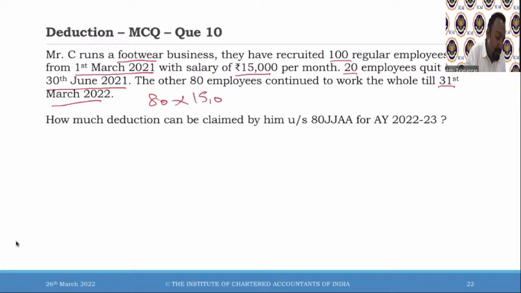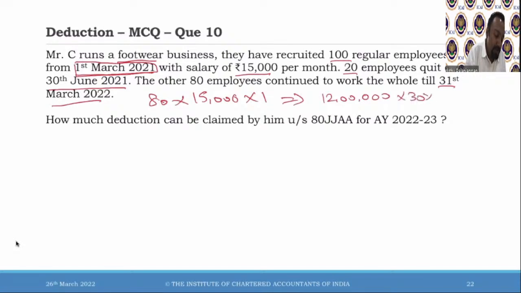It is only 1 month, because only March 21 should be considered. We are calculating only for March 21, that is financial year 2021. The deduction is provided in the next year only because of the provisions. So now 80 into 15,000 into 1 will be the eligibility. How much will be the eligibility? That is 12 lakhs, right? 15 into 8 is 120, 1,200, 12,000, 1 lakh, 12 lakhs.